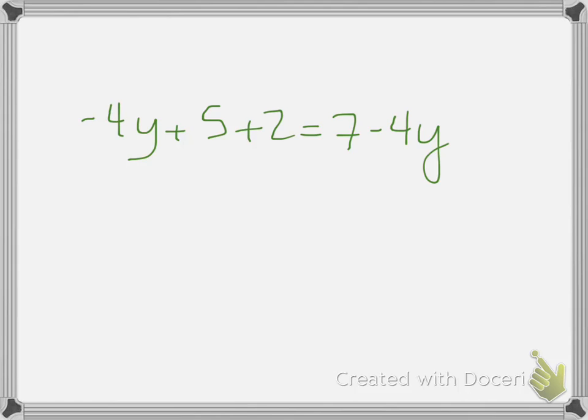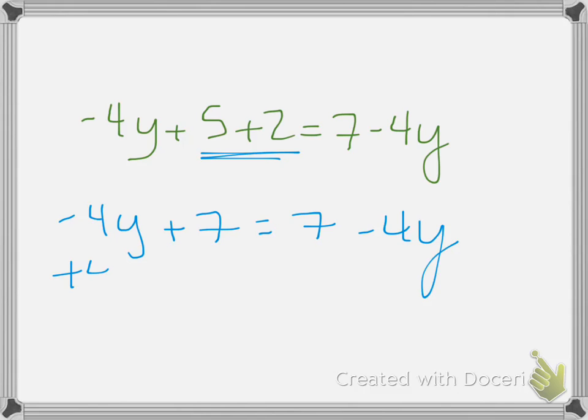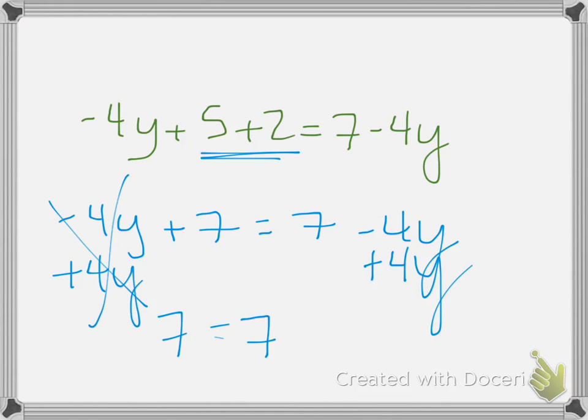Okay, see if there's any like terms on one side I can combine or anything I can distribute. So right now these are the same, so we got negative 4y plus 7 equals 7 minus 4y. So I'm going to add 4y to both sides to get rid of it on this one side. So I have 7 equals 7, negative 4y plus 4y is 0. 7 equals 7, which is true. But we don't have a value that's going to work here in the situation for y that's exact.